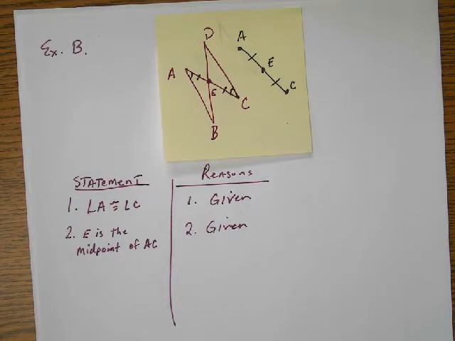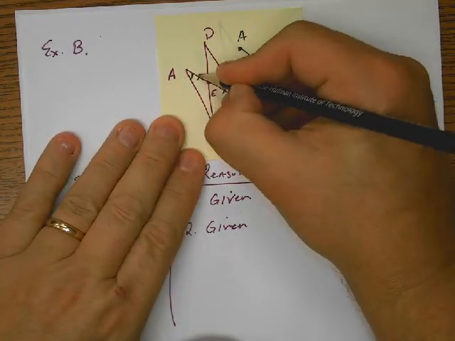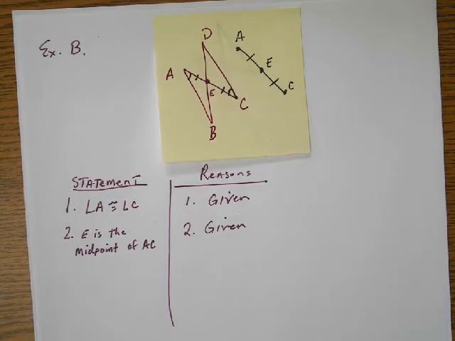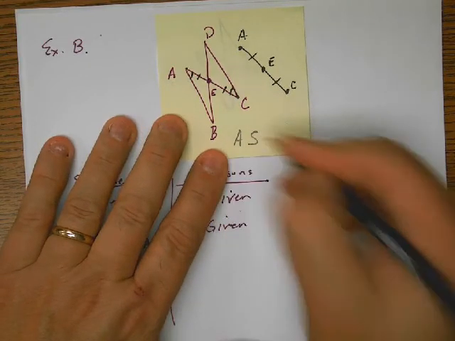ASA. That's the only way that we have. So far, I've shown in my picture an angle and a side. What am I missing? Another angle. So far, I've shown this.